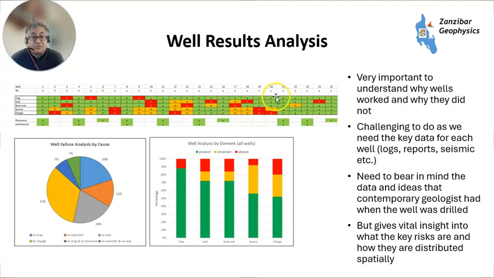Looking at well results analysis. So this is a plot of the wells, again, from a fictional basin. What causes them to fail? So trap works most of the time. Field doesn't work some of the time. Charge might be more of a problem here.